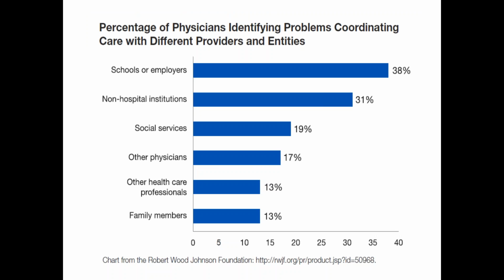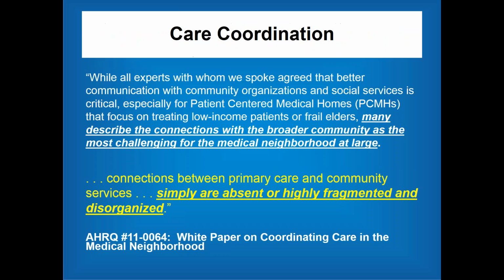So in another white paper that the Agency for Healthcare Research and Quality put out, they came to the conclusion that connections between primary care and community services simply are absent or highly fragmented and disorganized. So that's kind of the state of where we're starting from.